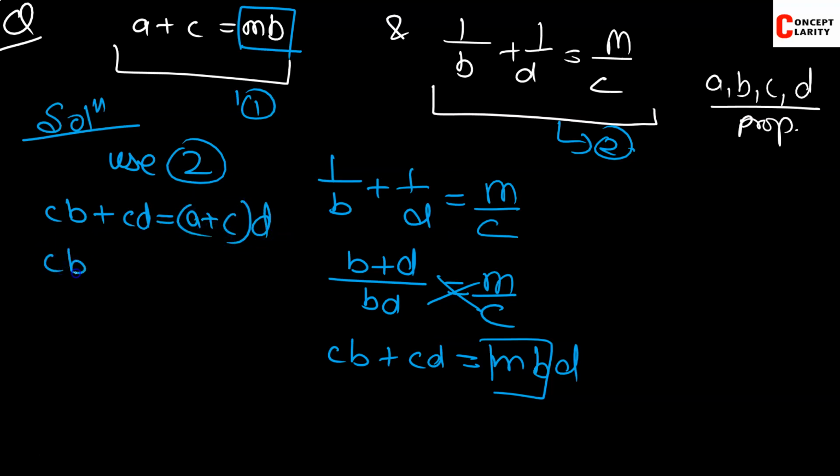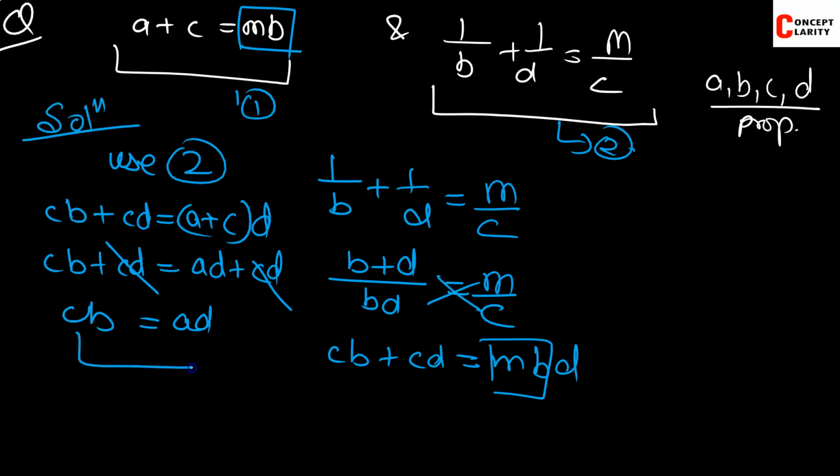Now we will just open the bracket and you just see. AD plus CD. We have just opened them. Now AD and CD get cancelled on both sides, so it is CB is equal to AD. Now we can cross multiply: C by D is equal to A by B. I brought B down and here D down. So we got A is to B is equal to C is to D. You can write this as A is to B is equal to C is to D.